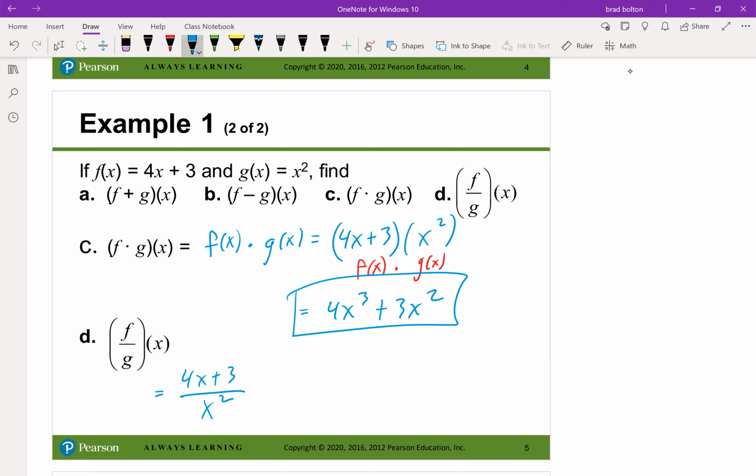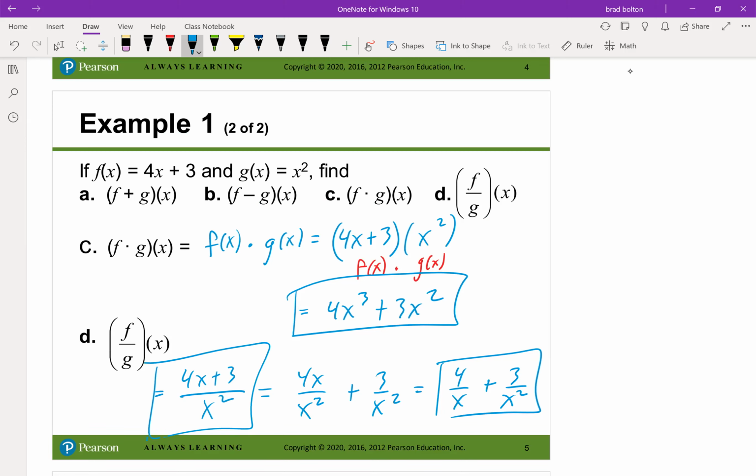Now, if we wanted, we could split this and say this is 4x over x squared plus 3 over x squared. So this is really 4 over x plus 3 over x squared. So it really depends on how they want their solution, depending on the problem and how they ask for it. But this is an acceptable answer as well. It just really depends on how the problem's worded.